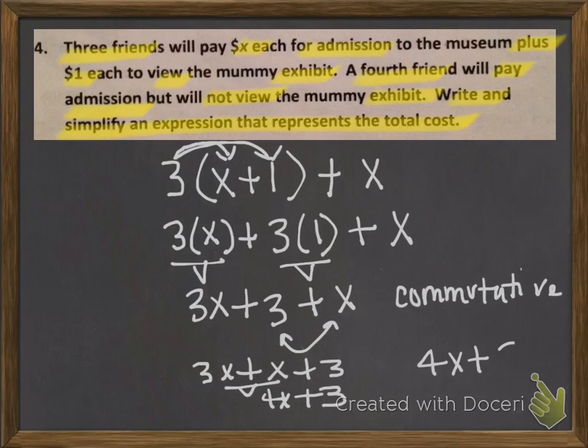4x plus 3, those are not like terms, so I cannot add them. 4 has a variable next to it, so it's not a constant, and 3 does not have a variable next to it, so it is a constant. And so our simplified expression is 4x plus 3 for our total cost to the museum.